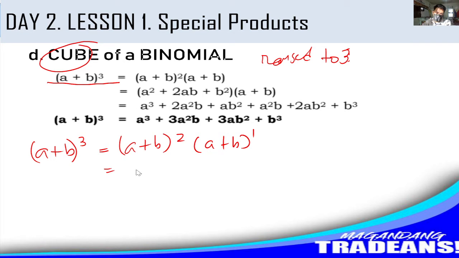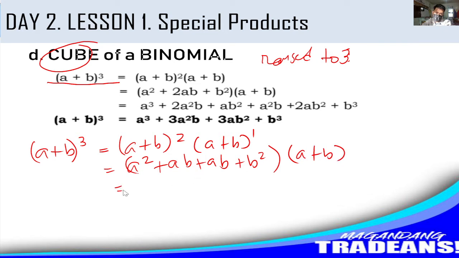Magiging ganito na siya. A times a, FOIL method, a squared plus a times b, it's ab, and b times a, that's ab again, and b times b is b squared. Then multiply it to the last part, which is a plus b. Then a squared plus ab plus ab, ito magkaparehong ab at saka ab, so magiging 2ab na yan siya. Plus 2ab plus b squared. Then multiply it to the third one, which is a plus b.